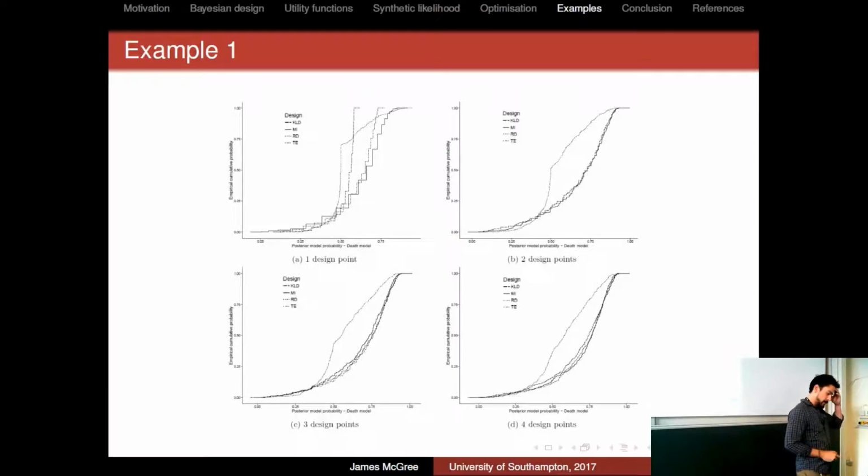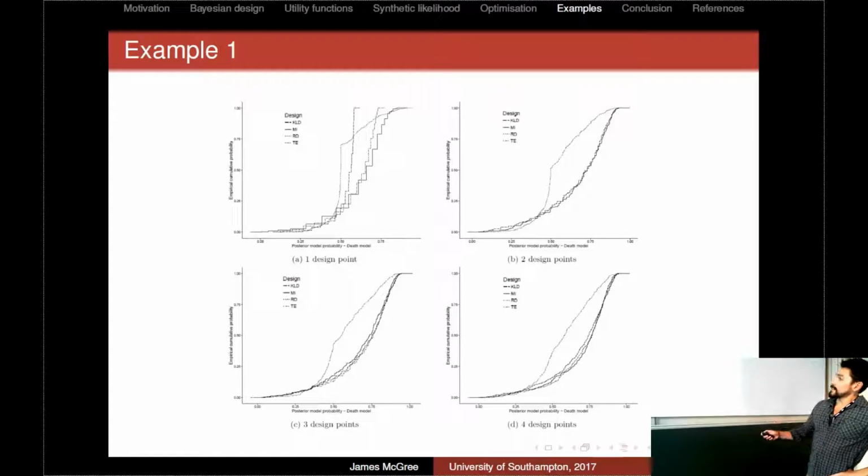So we may as well evaluate the discrimination and estimation properties of our designs. Here we've generated 500 data sets from each of the designs and evaluated the posterior model probability of the true model. In this case, the true model is the death model. We've also got a benchmark against a bunch of random designs. So you can see, in these 3 plots, there's one line that's different, and that's the random design. The other 3 look quite similar.